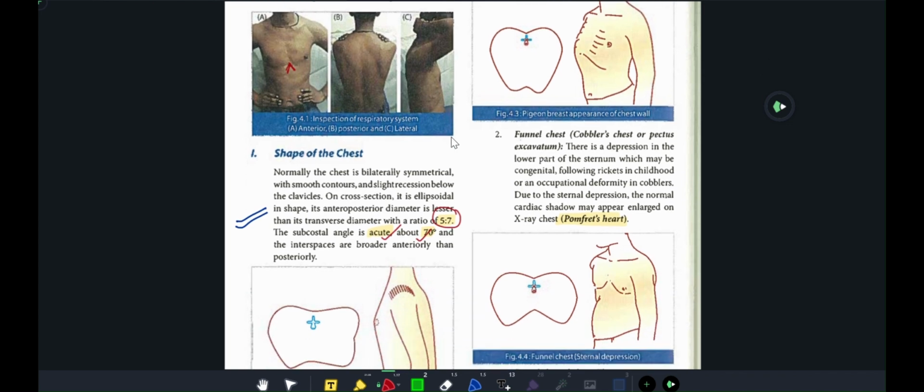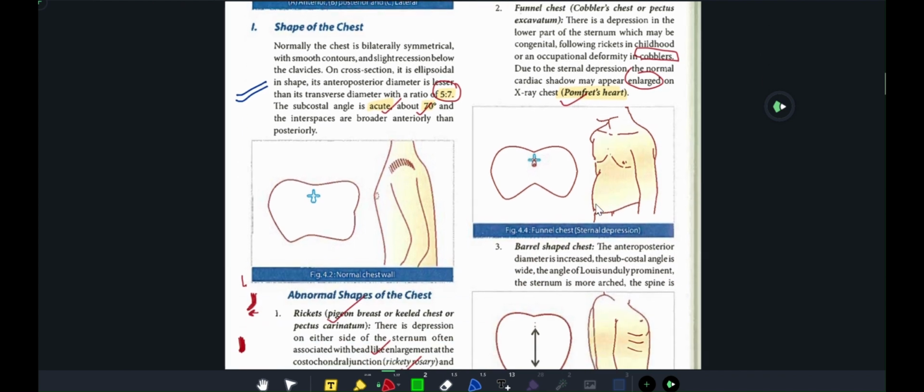Coming towards funnel chest, or cobbler's chest, or pectus excavatum. There's a depression in the lower part of the sternum, which may be congenital, following rickets, or due to occupational deformities, also in cobblers who keep sitting in that posture for a very, very long time. And that leads to the normal cardiac shadow shifting a little bit, appearing enlarged, and that is called Fritz heart. Okay, so funnel chest is done, rickets chest is done.